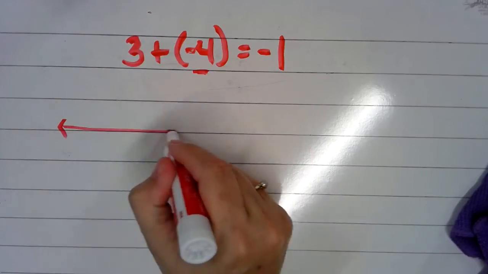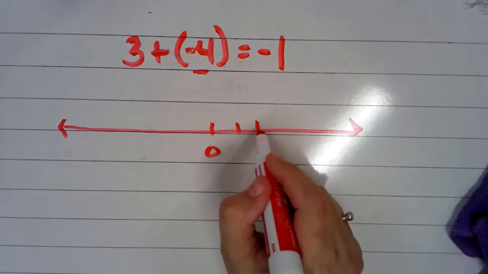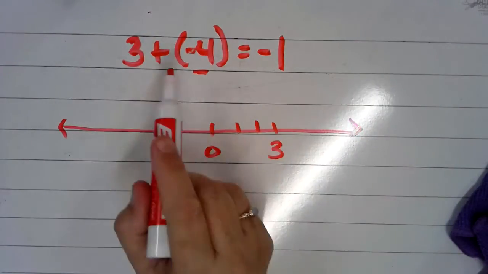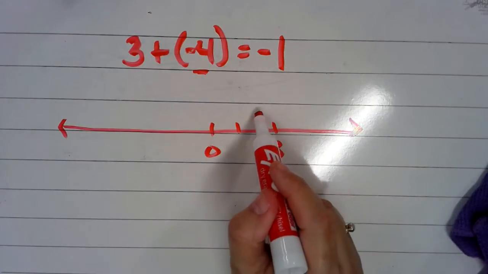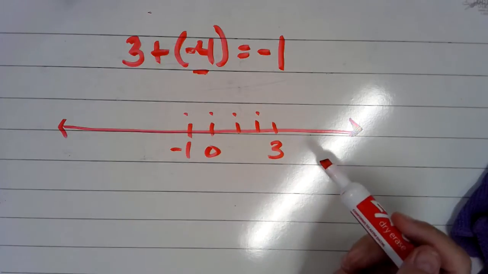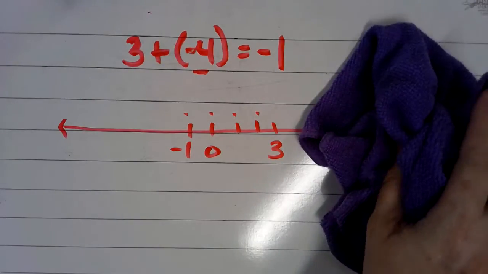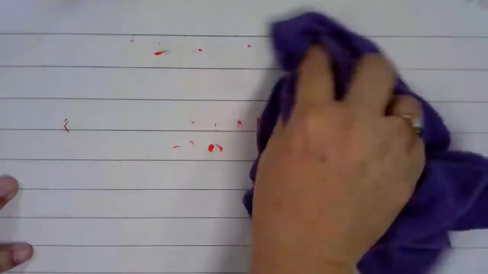If you were to put this on a number line, and you started at 0 and you went +3 and you ended up at 3, and then you went -4, you would go 1, 2, 3, 4, which is -1. Okay? Either way, however it works out that you like it better, it doesn't matter. Let's try a few. So see how we do on them.